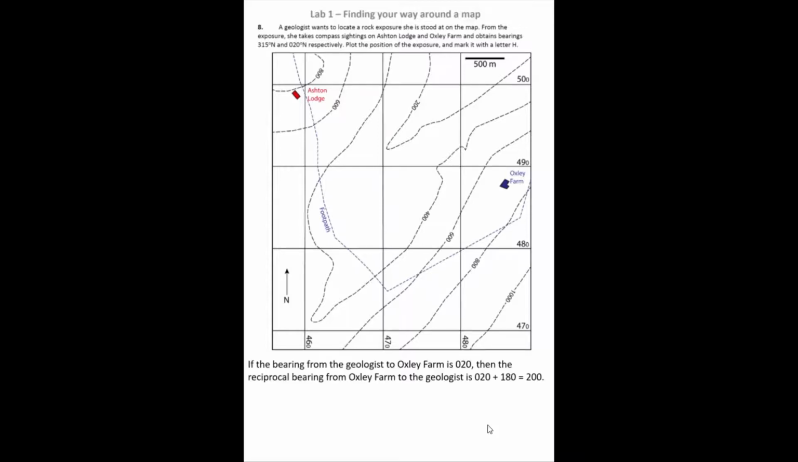So again, just like the previous question, if the bearing from the geologist to the farm is 020, then the opposite direction from Oxley Farm back to herself is going to be 020 plus 180. So she's going to exist on a bearing of 200 degrees north from Oxley Farm. So we line up a north arrow and count around clockwise 200 degrees, and we know that our geologist must be somewhere along that direction from Oxley Farm.